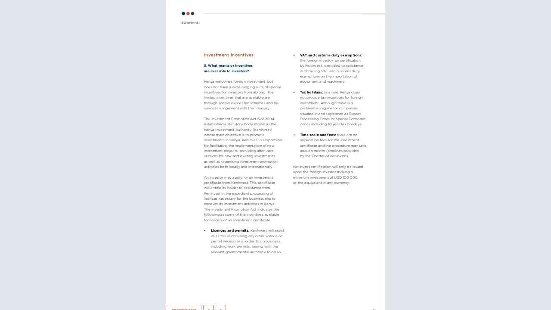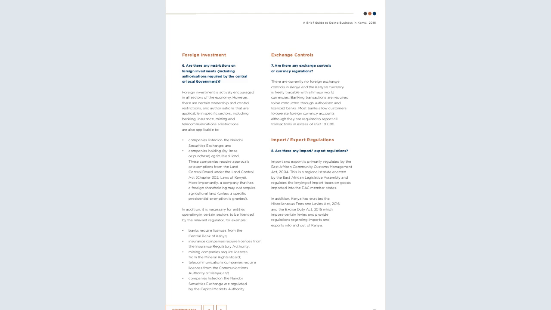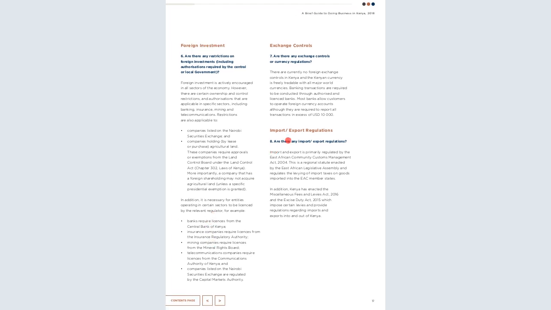Investment incentives, that is what grants or incentives are available to investors. We have tax holidays, we have licenses and permits. Those are for investors. When investors want to come in, we have the time scale and fees, VAT and customs duty exemptions. This is for investors, those who want to come and invest.